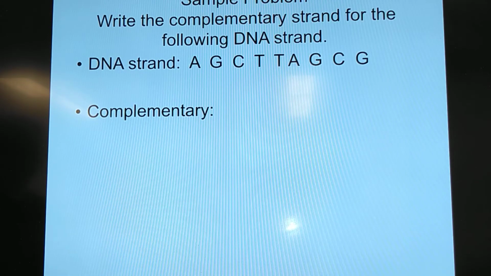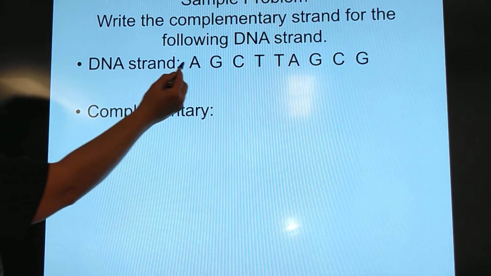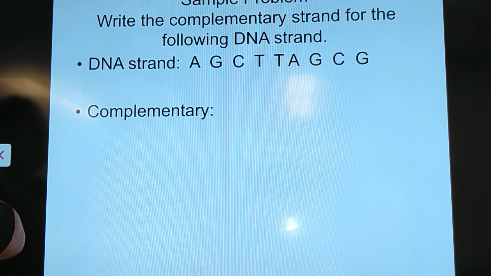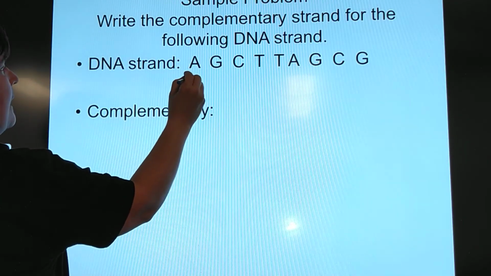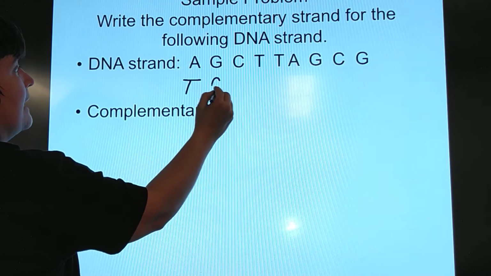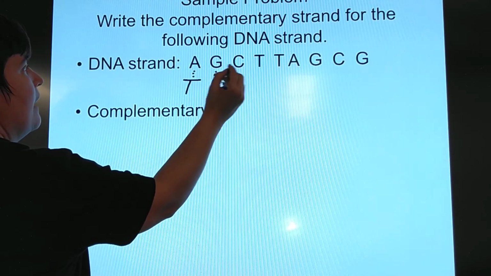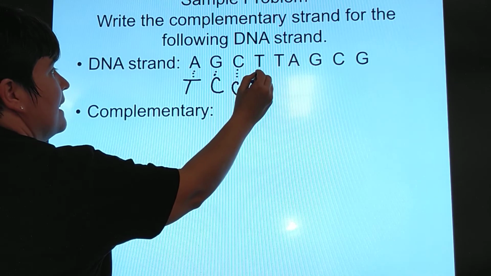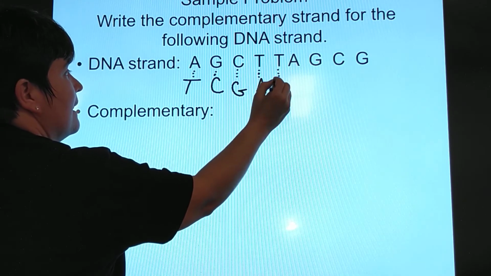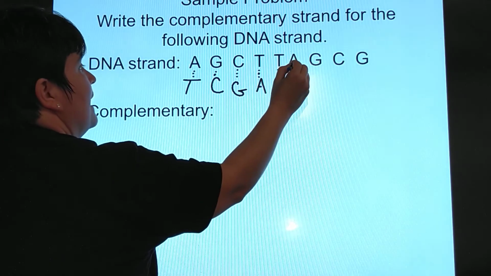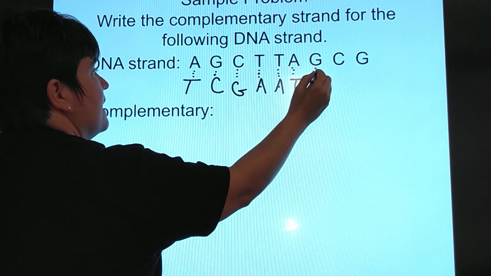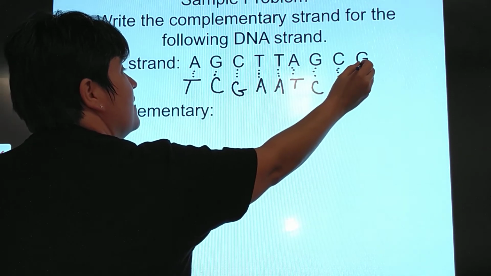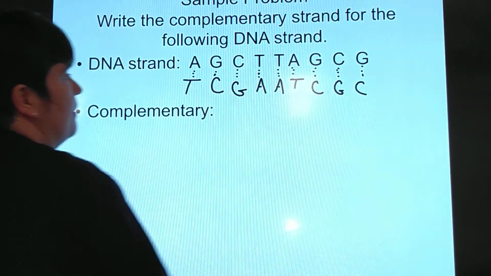And that's example problems. We're going to write the complementary strand. This is our DNA strand. A goes with T. G is going to go with C, and we just put a hydrogen bond in there. G is going to go with C. C is going to go with G. T is going to go with an A. T is going to go with an A. G is going to go with C. C is going to go with G. G is going to go with C. So that would be our complementary strand.